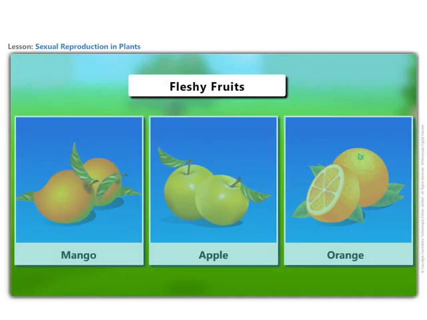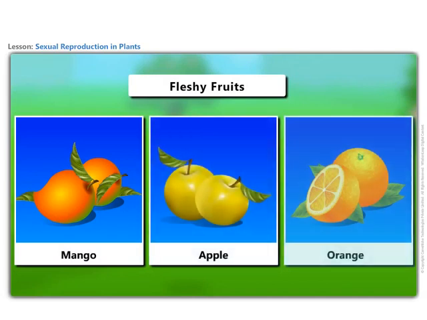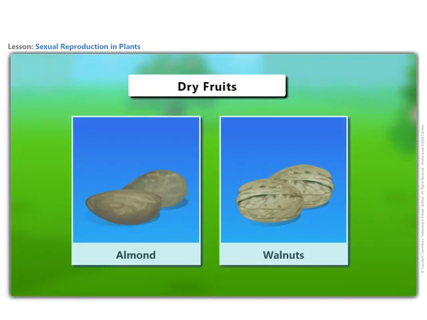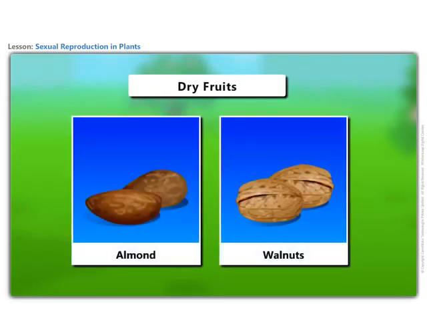Some fruits are fleshy and juicy, such as mango, apple, and orange. Some fruits are hard, like almonds and walnuts.